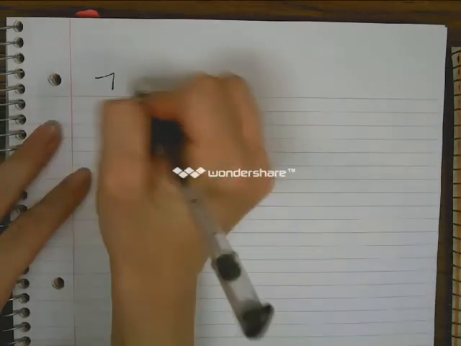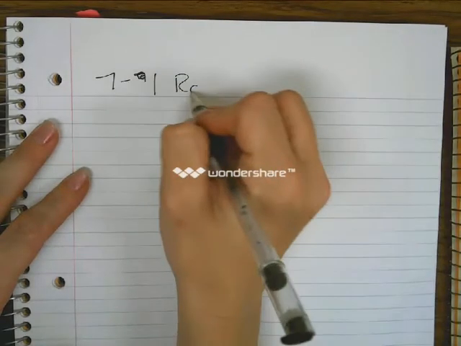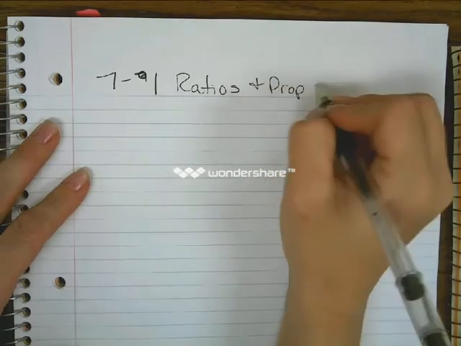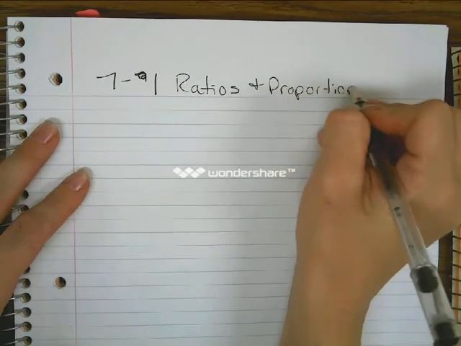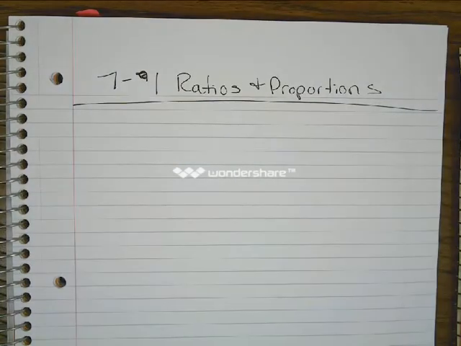Okay, this is 7-1. Ratios, proportions. I told you this unit was very, very large and that it's kind of broken down into 3 parts.